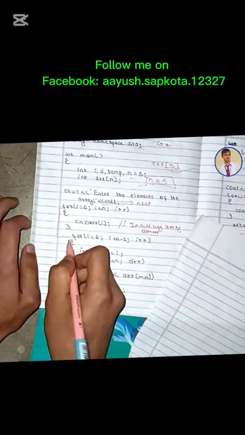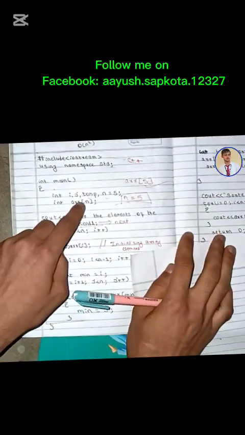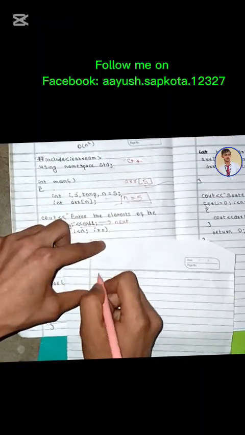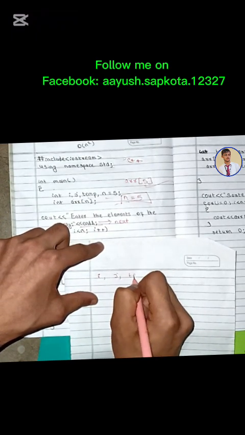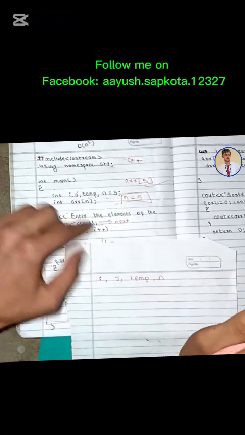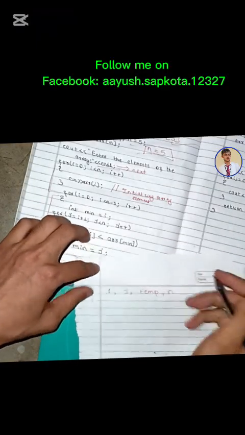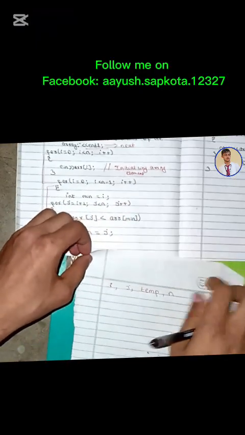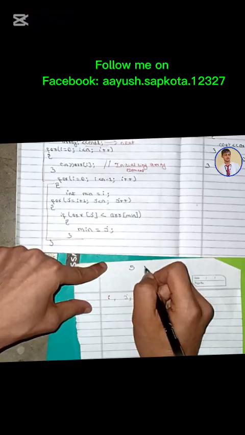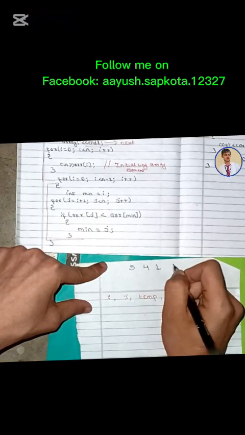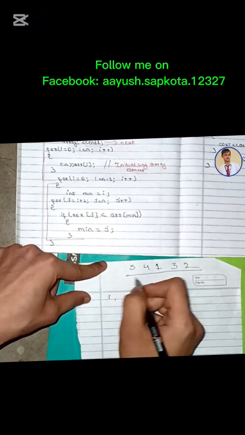So the main logic starts from here. We have already declared the variables i, j and temp. Let's say I have initialized some elements in the array: 5, 4, 1, 3 and 2. Here are the 5 elements, and they are stored in the array.